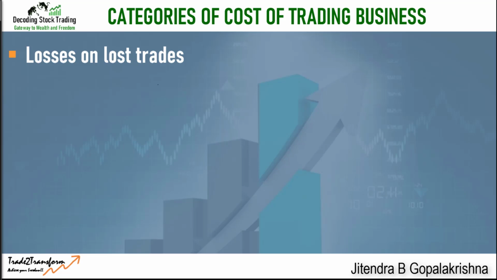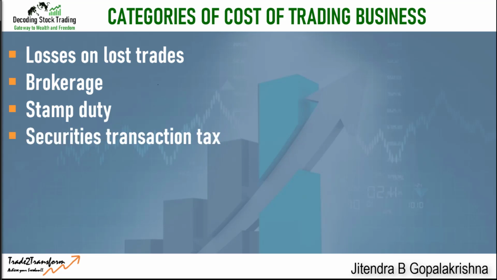Awesome. So now, while those are the losses, what are the various categories of costs? First and foremost, losses in lost trades. Those are the costs. Then you have brokerage. You got to be aware of what is the brokerage you're paying, what is getting charged to you. Then you have stamp duty on every futures and options trade you do. Then you have securities transaction tax, which gets deducted directly by the broking people, and it goes to SEBI and NSE kind of charges that the government takes.